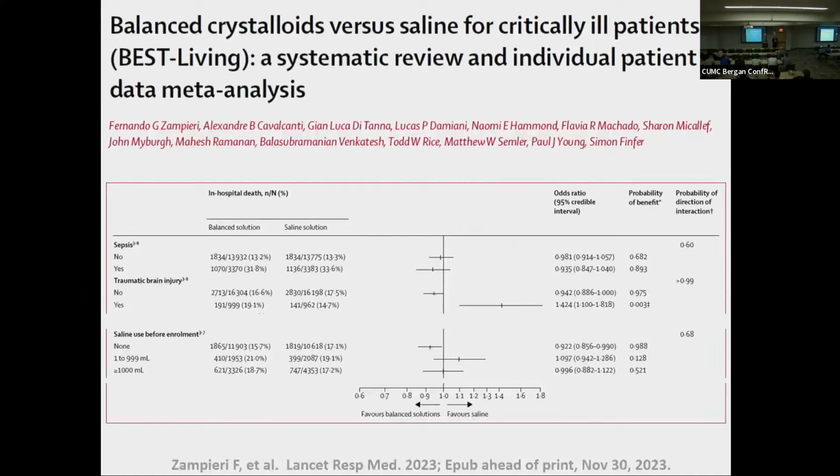Subsequently, we put all of our individual patient data together and we can do more granular analyses. This was just published in Lancet Respiratory Medicine a couple months ago. And here you can actually see sepsis at the top part and we get a better estimate. The second to the right column, probability of benefit, that's the Bayesian analysis, which was the primary analysis of this, says about an 89.3% chance that balanced fluids are better than saline. This is mortality. Balanced fluids are better than saline in regards to mortality.